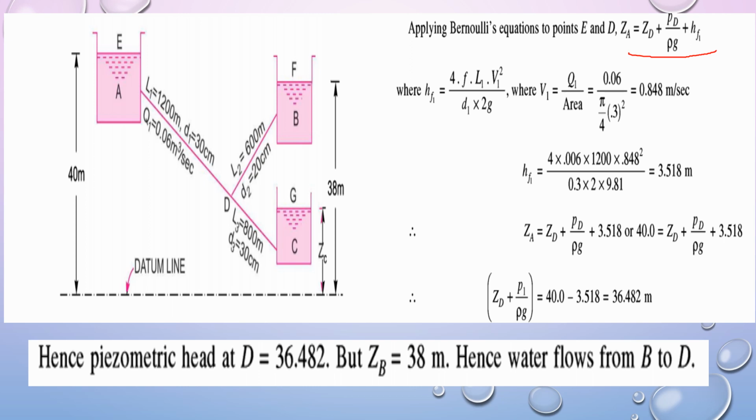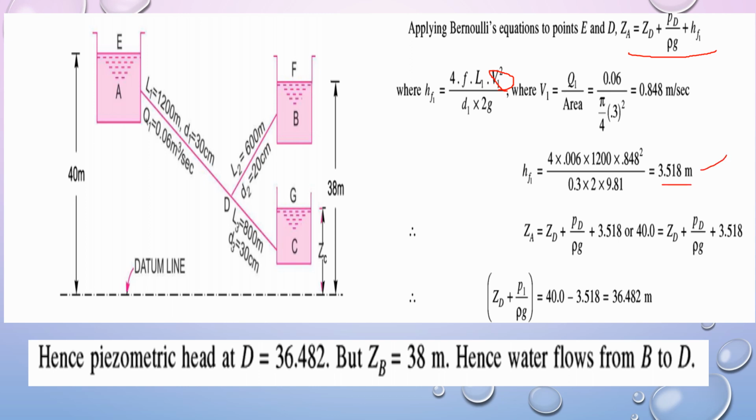Now in this, HF1 is equal to 4FL1 V1 square by 2G D1, wherein we can write V1 as Q1 by area. Q1 is given, that is 0.06 meter cube per second, and area is given. So we'll get the value of HF1 as 3.518 meters.